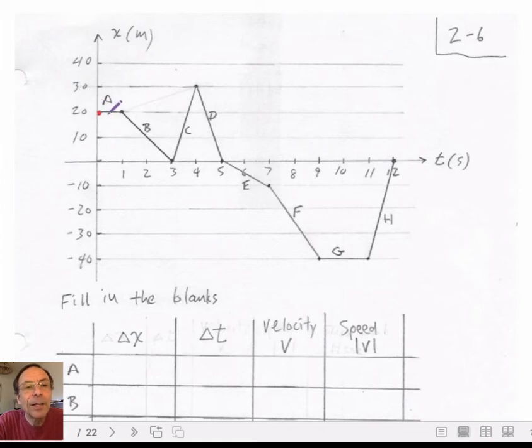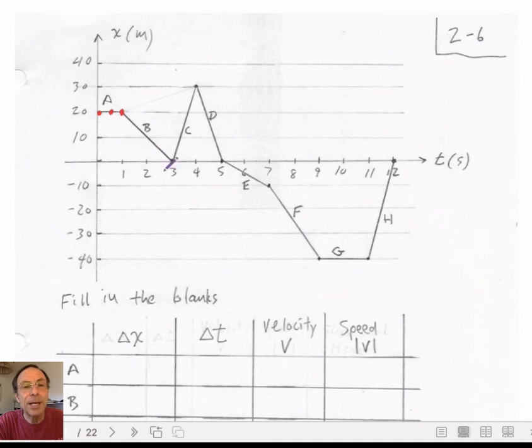Now half a second later, it's still at 20 meters, and a second later, it's still at 20 meters. That means the velocity is 0. But I knew that already because this line is horizontal. The slope is 0, which tells you right away the velocity is 0.